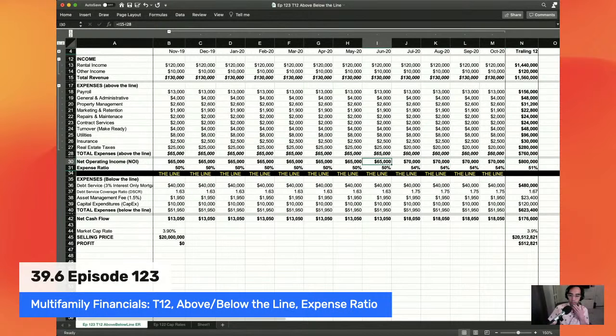Okay, and your expense ratio should be now actually, sorry about that, that is inverted. So the expense ratio is going to equal your total expenses divided by your total revenue. It should have gone down. There we go. Okay, so I'm going to drag that across and you can see here, it went down to 46% instead of going up to 54%. So the expense ratio improves and that increases your profitability and increases the value of the asset.